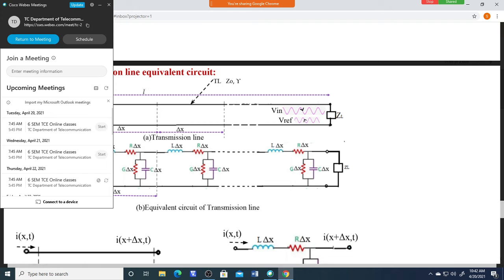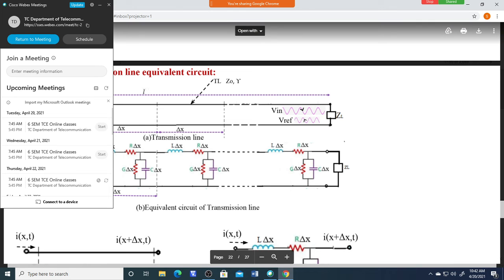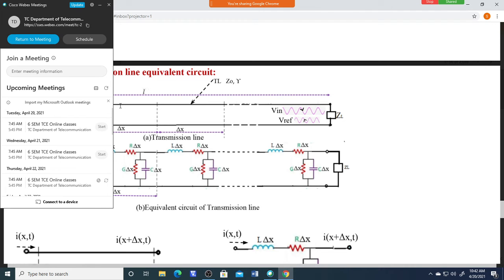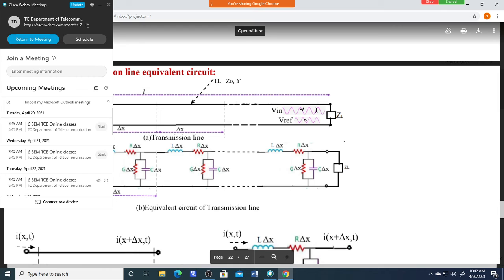Okay, if I want to find out what is the voltage here, if I know the distance from the source, using that distance value and the equation derived, we can find out what is the voltage here. So we have our equations. Using those equations, we can find out the voltage, current or impedance at different positions over the transmission line.